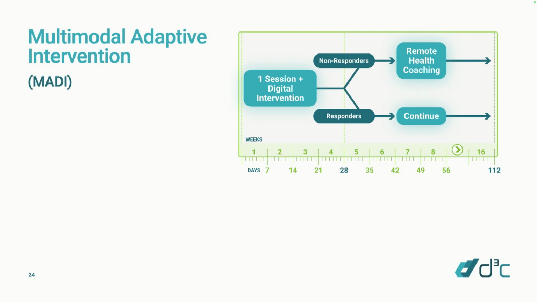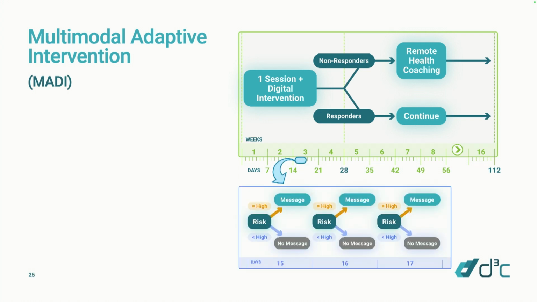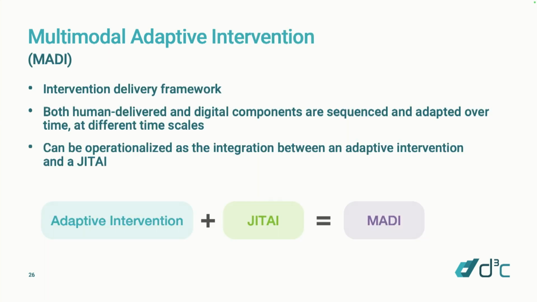You see, what I wanted to do here with Maureen, I wanted to take this adaptive intervention in which the delivery of coaching is adapted based on the participant's response status at week 4. But at the same time, I wanted this intervention that they get at the emergency department, the digital intervention, I wanted to adapt the delivery of the messages based on daily signs of risk. I wanted an intervention that does both. Adapts the human-delivered components on a slow time scale and the digital components on a fast time scale. In other words, we wanted to develop a multi-model adaptive intervention.